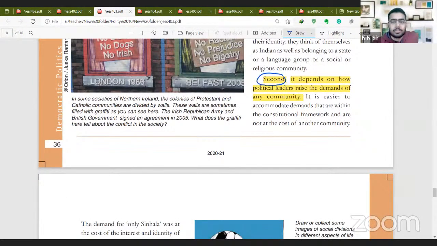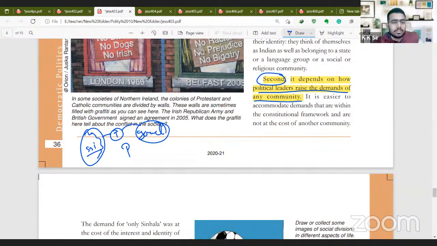दूसरा रीजन क्या है? It depends upon how political leaders raise the demand of any community. देखो, politics of social division is very important. Think about the case of Sri Lanka. Do you think what is happening with the Tamil people is good? Do they deserve such crushing of their language and culture? नहीं ना, उनके साथ तो ऐसा नहीं होना चाहिए. And to fight against this, you need a political union.